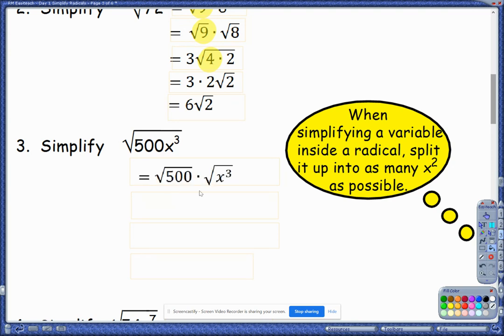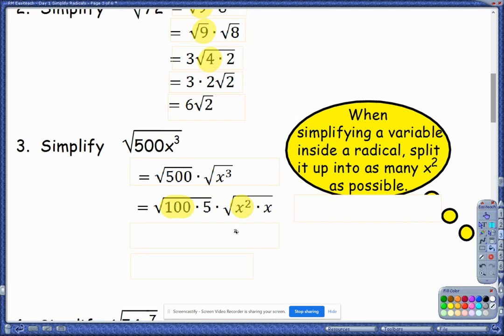First, I'm going to break these two apart, and 500 is going to become 100 times 5. And x cubed is also made up of a perfect square. It says over here to split it into as many x squares as possible. So it becomes x squared times x.